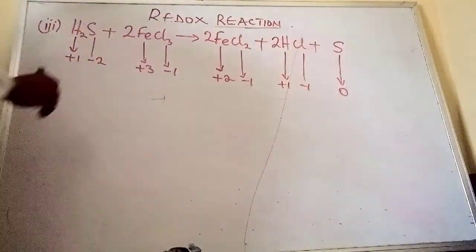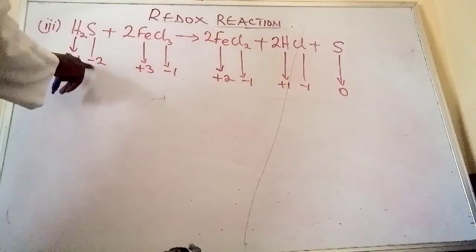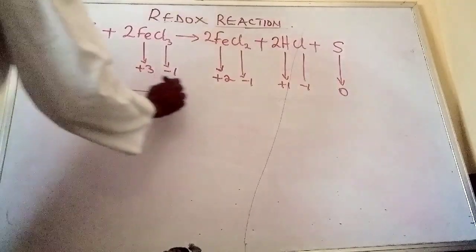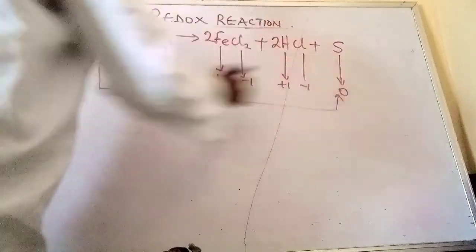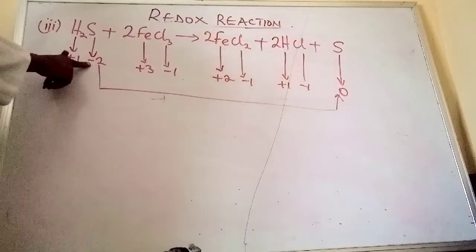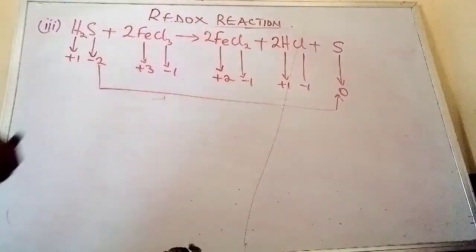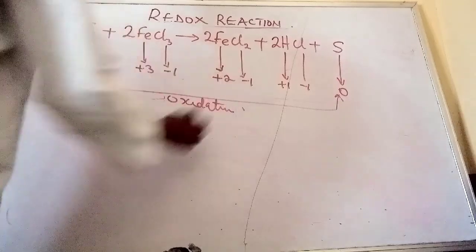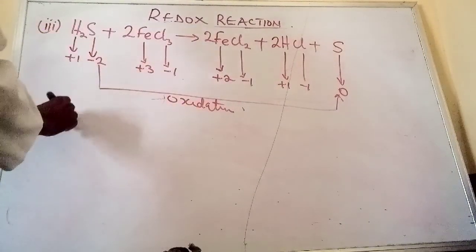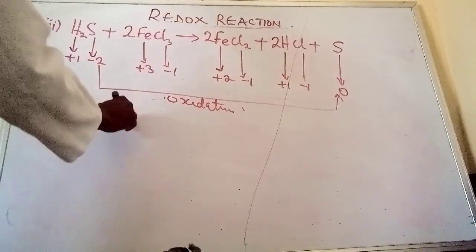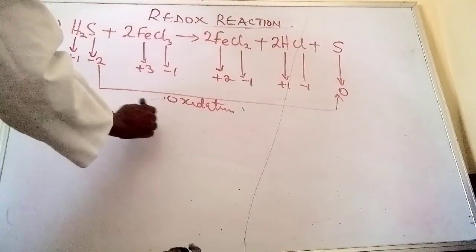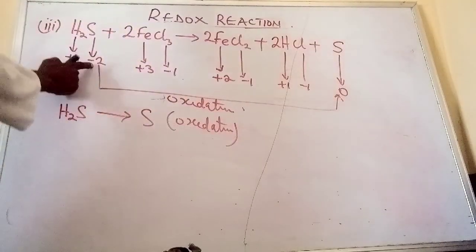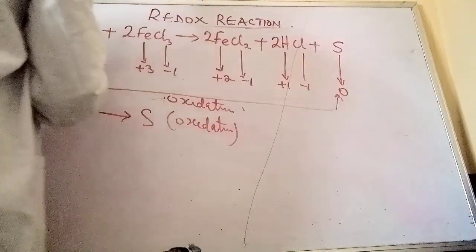All right, now if you look at sulfur from -2, sulfur becomes 0. Is that decrease or increase? -2 to 0. That is increase. Therefore, that is oxidation taking place from H2S, that's hydrogen sulfide, to sulfur. That is oxidation. Because there is increase in oxidation number from -2 for sulfur to what?